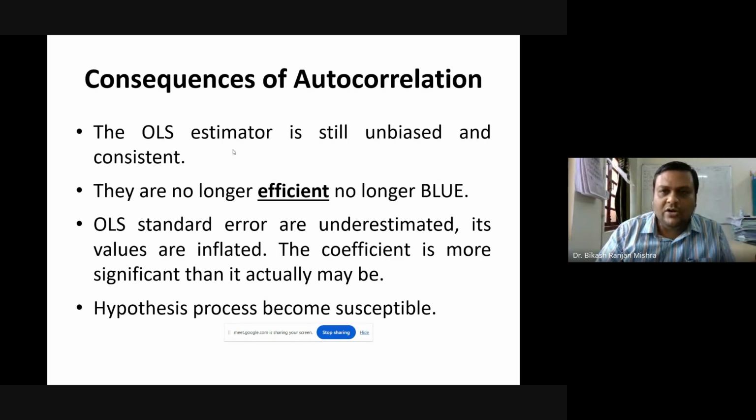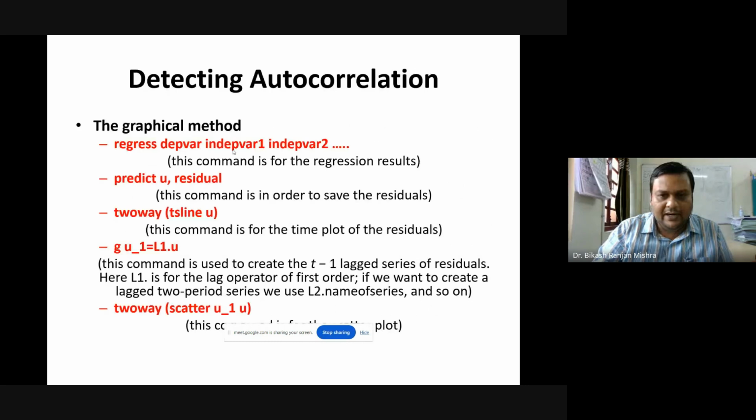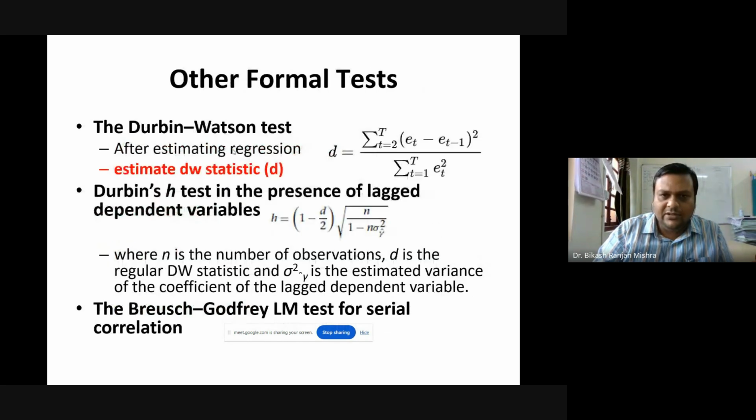Heteroscedasticity and autocorrelation problems can be very simply sorted out with the help of advanced econometrics, by using the robust command. I mean, in Stata or some other version, if you go for robust standard errors, that can address the autocorrelation and heteroscedasticity problem. But anyway, with Excel it will be difficult, so I'm not going into that part. The detection part will be the graphical method or the Durbin-Watson D statistic.